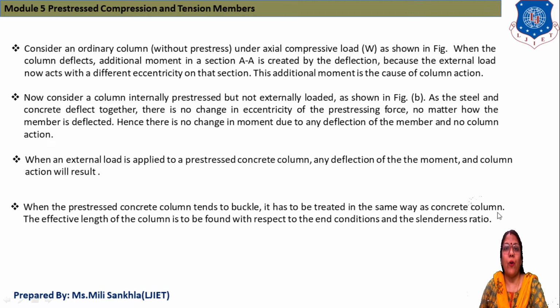way as concrete column. The effective length of column is to be found with respect to the end condition and slenderness ratio. That means the deflection of column depends upon the end condition and also slenderness ratio. End condition may be possible, both ends fixed, hinge, one end fixed and one end free, one end fixed and one end hinge. According to that, effective length of column will change.